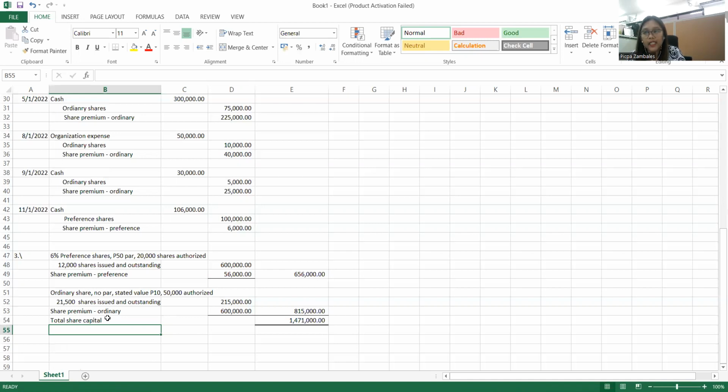Kaya lang, not all the subscribed shares was already paid. So may mga terms of payment sila. Okay, possible may 50% down payment. It depends, no? So ngayon, how are we going to record if there is a subscribed stock?